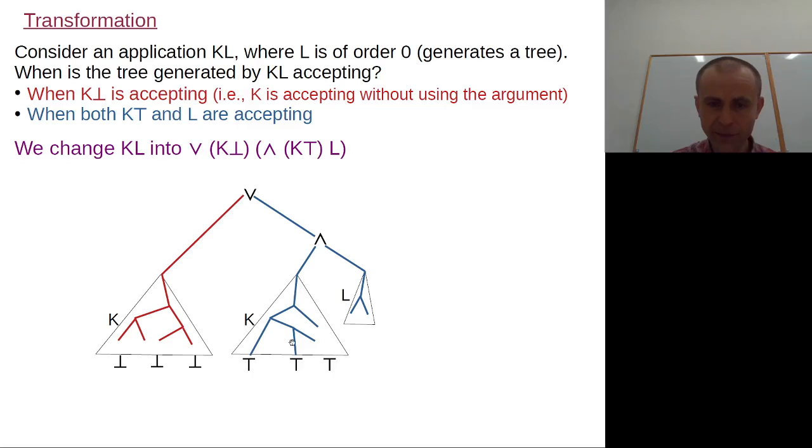We have K with top substituted for the argument. So now this place with the argument can be used, but also the argument has to be accepting, and the argument is now moved here. So the argument has to be accepting, and this K has to be accepting, where we can use these places of the argument. We have just moved this L out of here to here. So this is how we change such a term.